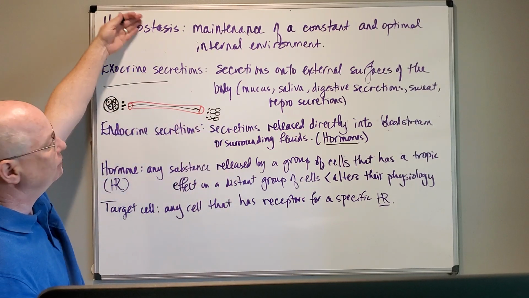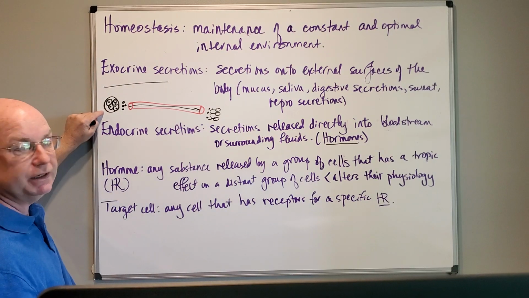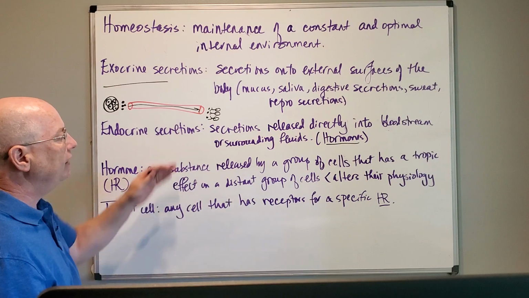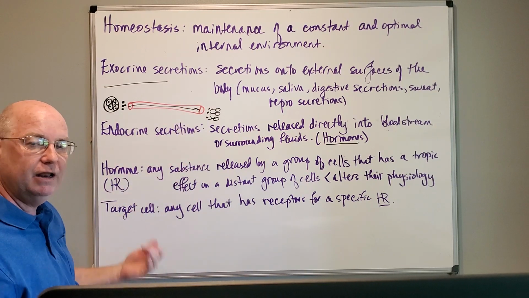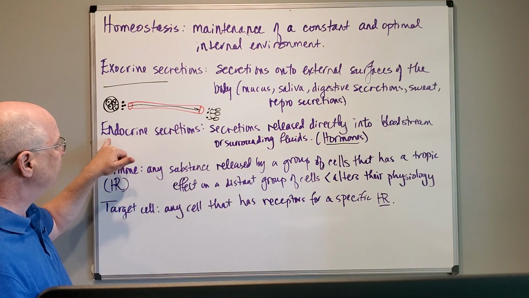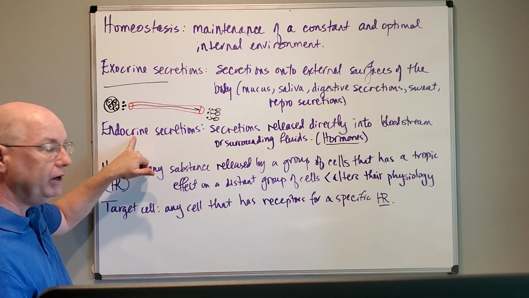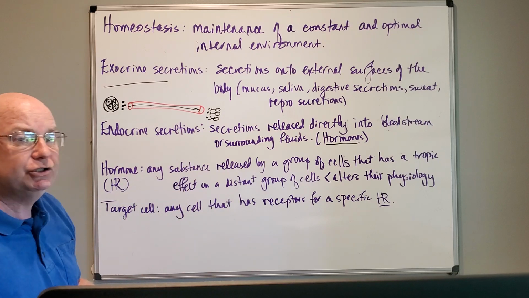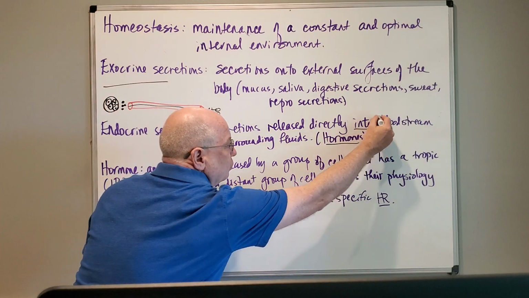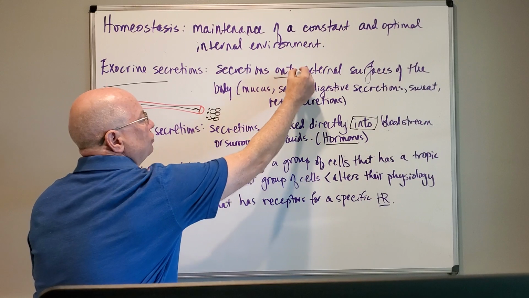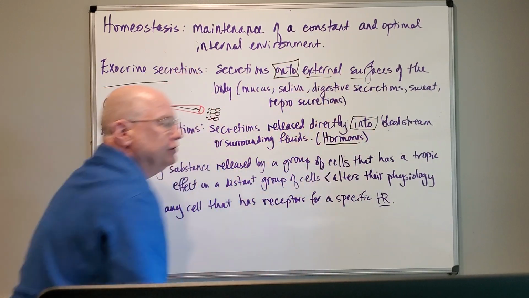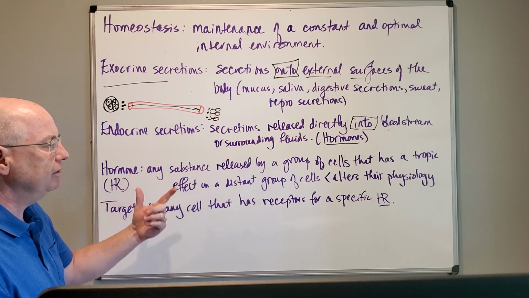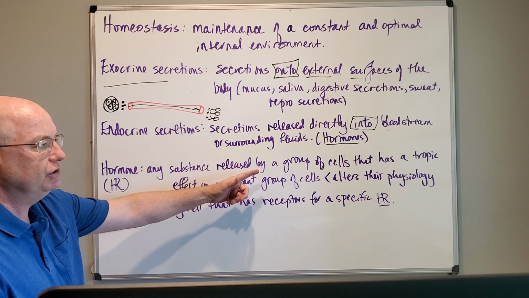Notice the hormone never makes it to the outside of the body. Usually endocrine glands are ductless glands. They don't have ducts that go to the external surfaces. And eventually the hormone is broken down. It never exits the body. So we call these endo, which means into, crine, secretion. So endocrine secretions are released directly into our bloodstream. These are onto the external surfaces. Got it?